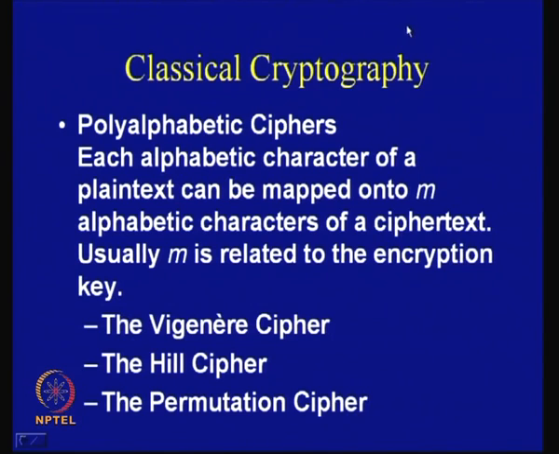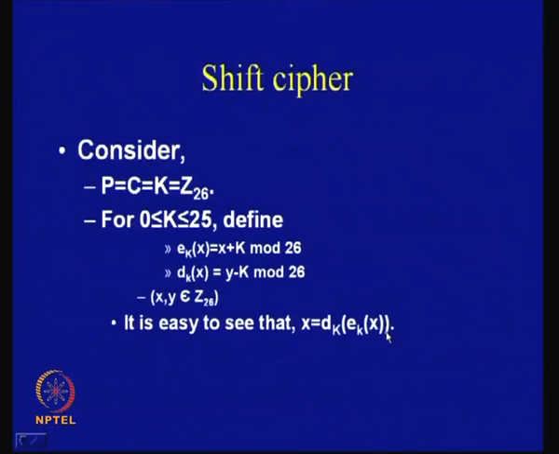So in case of a monoalphabetic cipher, if A gets mapped to C, that's fixed. But in case of a polyalphabetic cipher, A can be mapped to m possibilities. It could be mapped to C, or to E, or to F, and so there can be m possibilities. And usually this m is related to the size of the encryption key. Examples of such ciphers are the Vigenere cipher, the Hill cipher, and the permutation cipher. We will also see some of them.